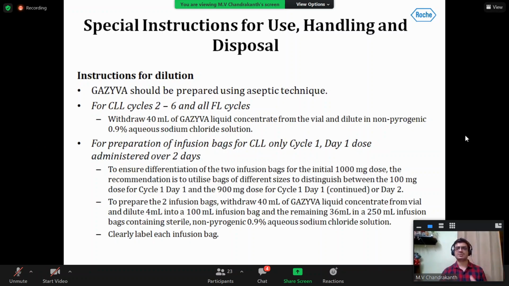So these all look very basic, but when the product is in front of me, when I have to use it, all these guidelines are very important. I have to differentiate. If I'm giving CLL, if it's day 1 of therapy, then I must differentiate. I have to give 100 milligram on day 1. I have to differentiate the bag. I must know how much I have to draw and reconstitute, and the remaining I have to keep for day 2.